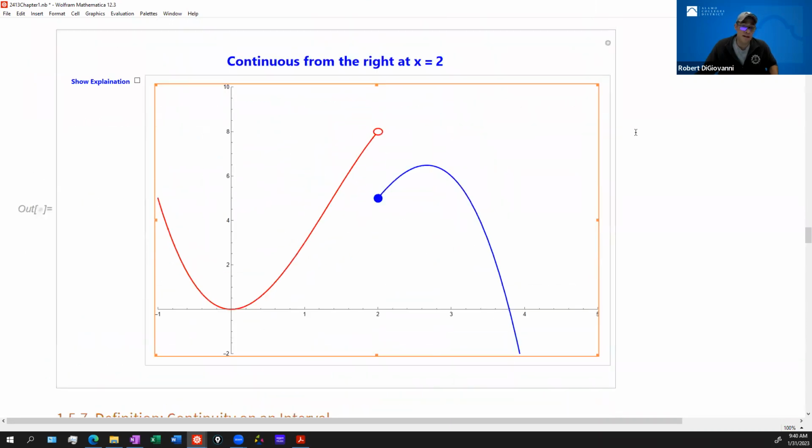Look at this one. This one is right continuous at 2 because as you come in to the right of 2, you're approaching some point, and that's exactly what it's filled in to be. So you've got right continuity at 2, but again, you do not have continuity at 2 because of the jump.